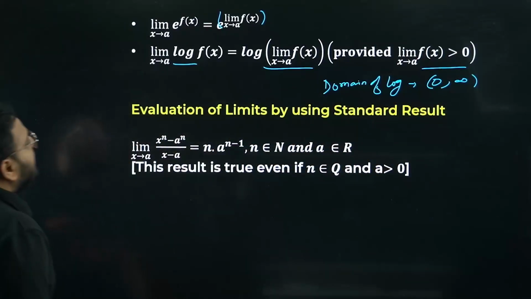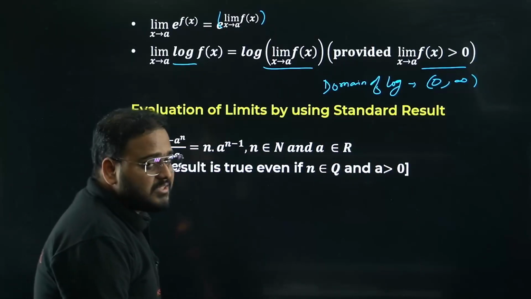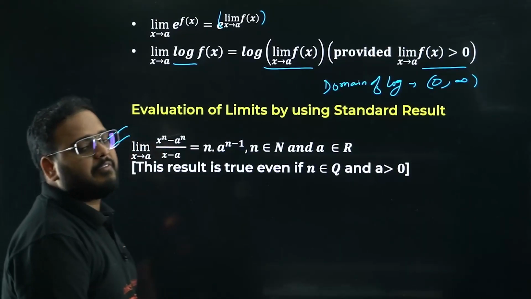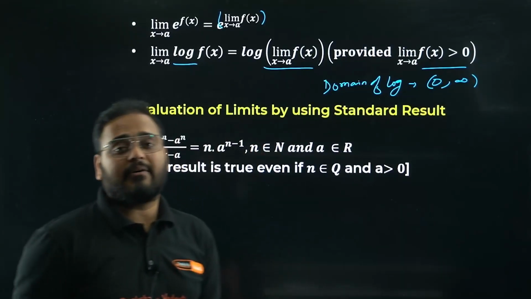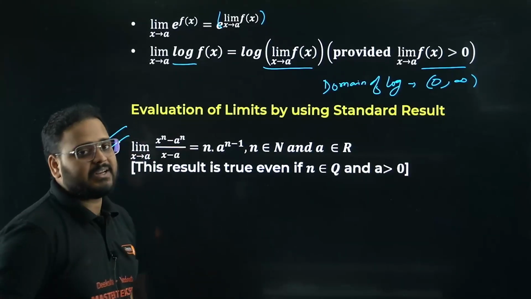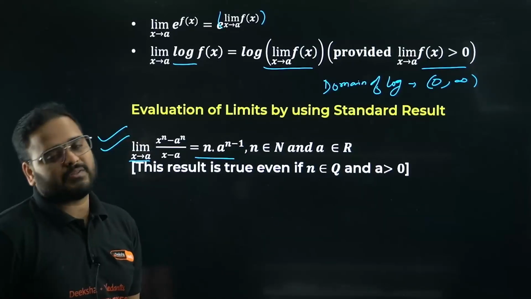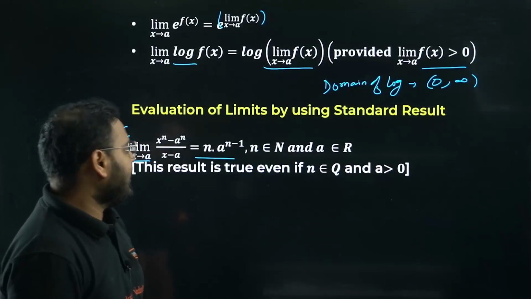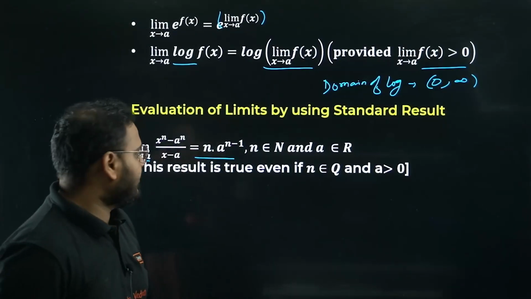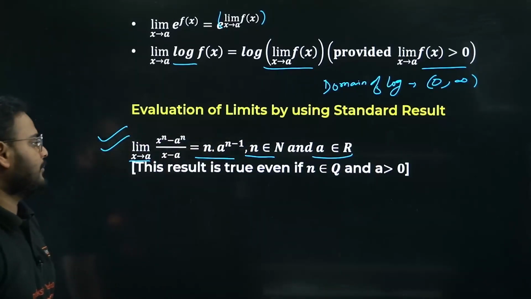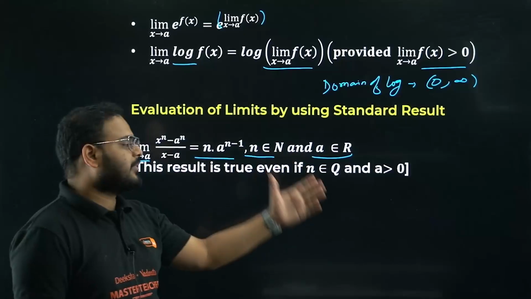Okay, chalo. Evaluation of limits by using standard results. This is very important, extremely important. The limit of the function x power n minus a power n divided by x minus a, when x tends to a, is nothing but n times a power n minus 1. Very important, where n is a rational number and a is any real number. Okay, n has to be natural and a has to be any real number.